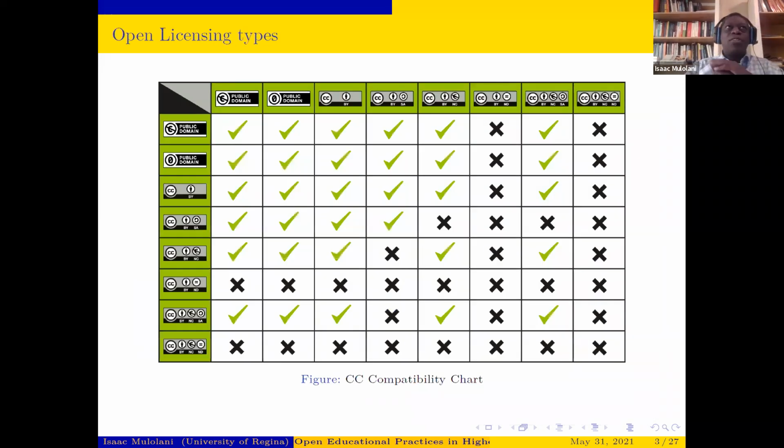Now, one of the big things about these resources is that the sharing is enabled by the licensing. So the licensing, I've just given you a chart here that shows the different types of licensing. This is the Creative Commons license. That's what CC stands for. So we've got public domain, which is this here. And then we've got all these other types of licenses.